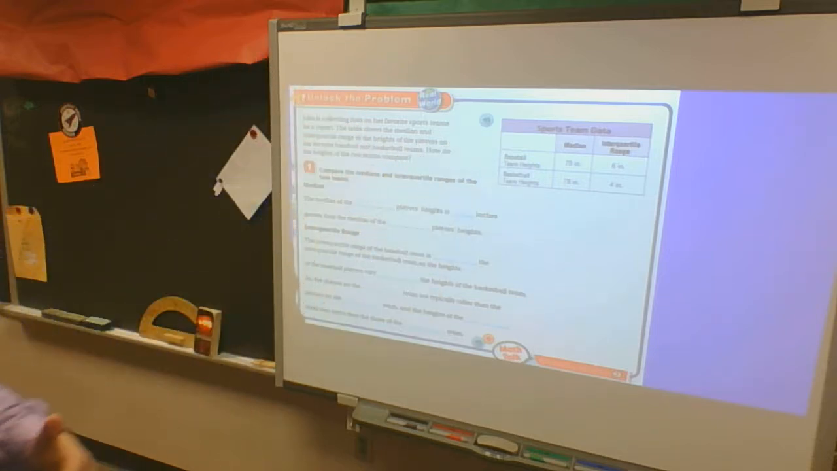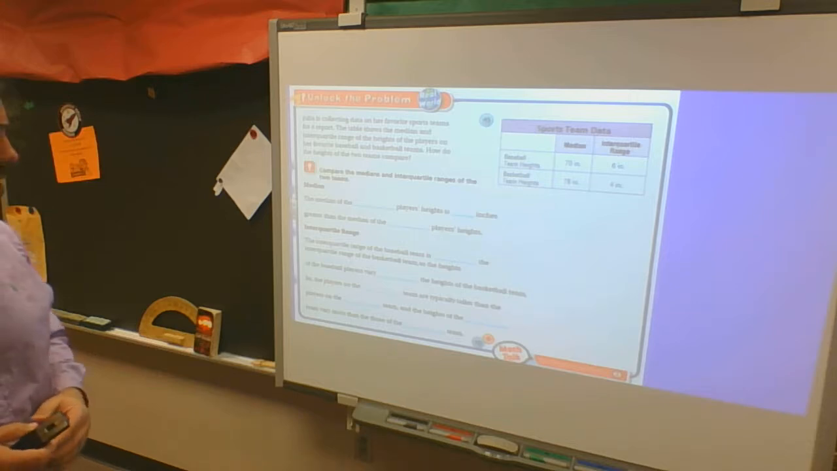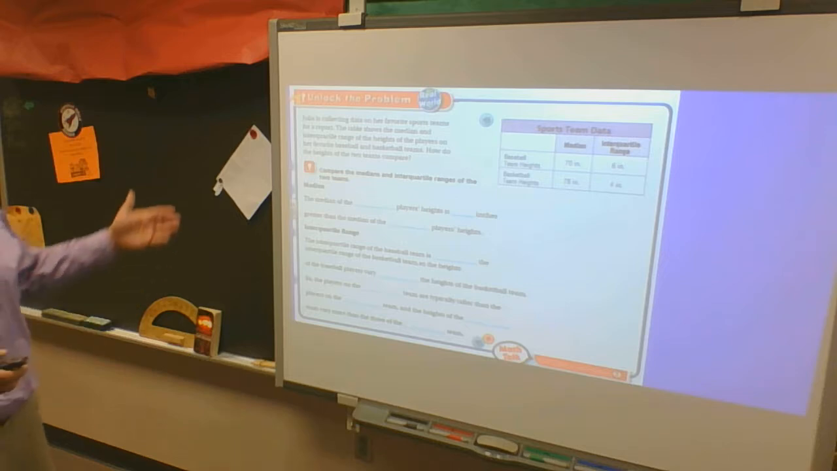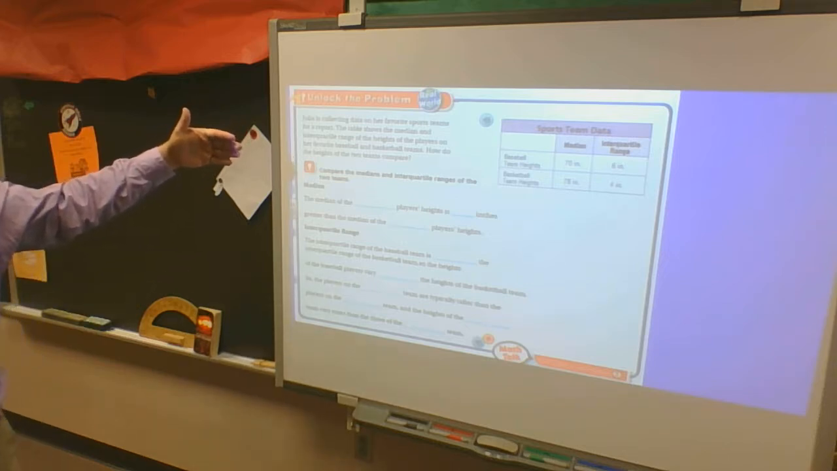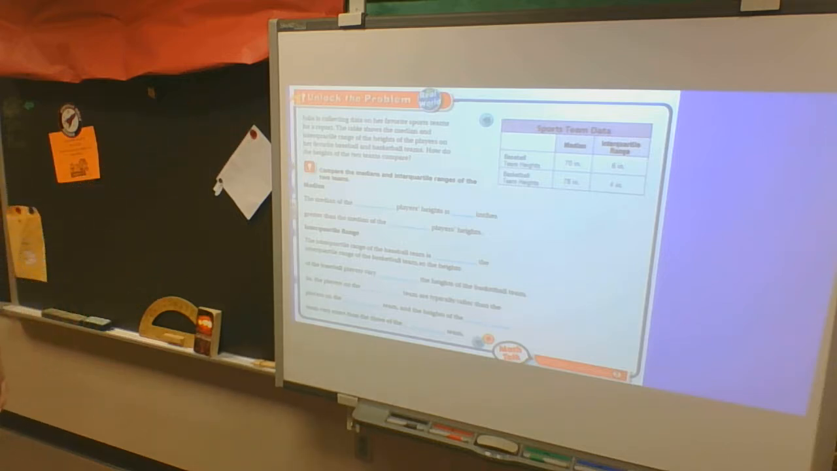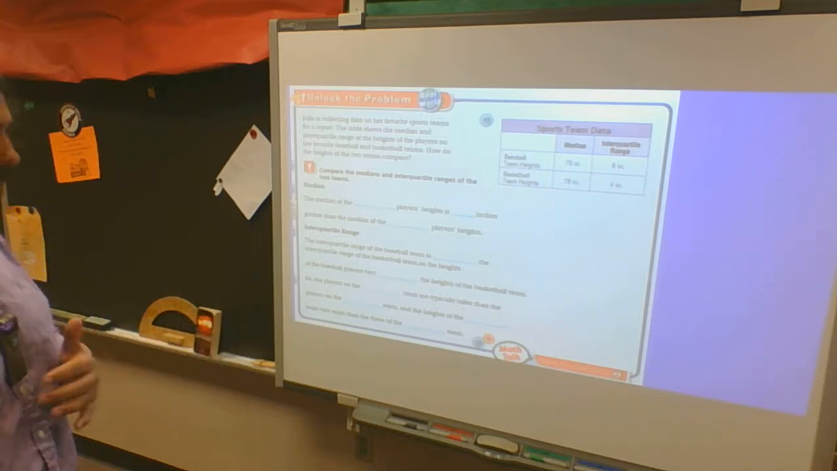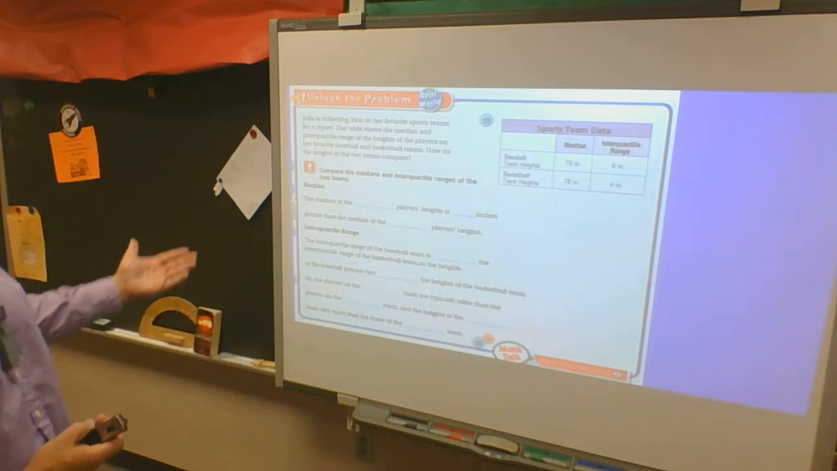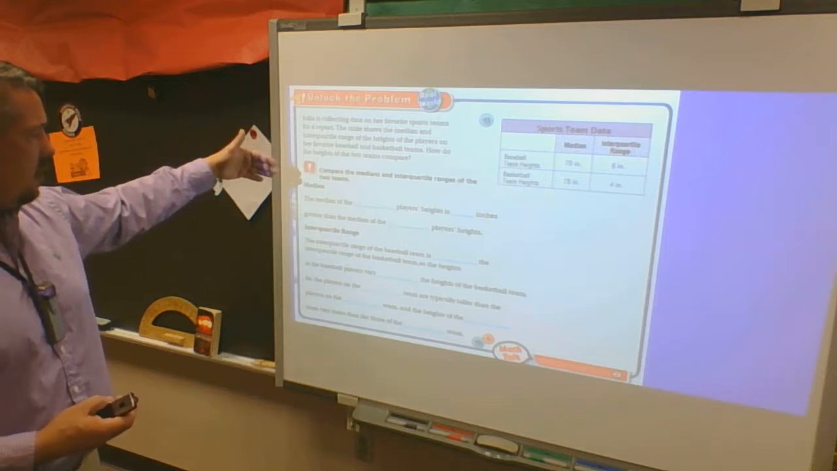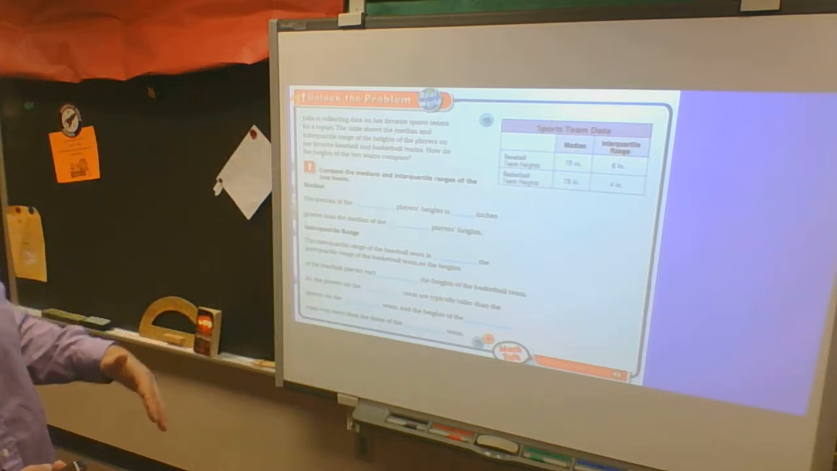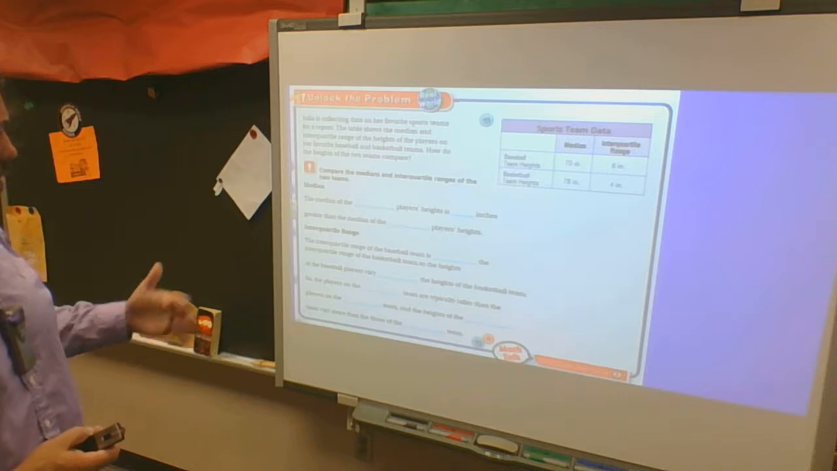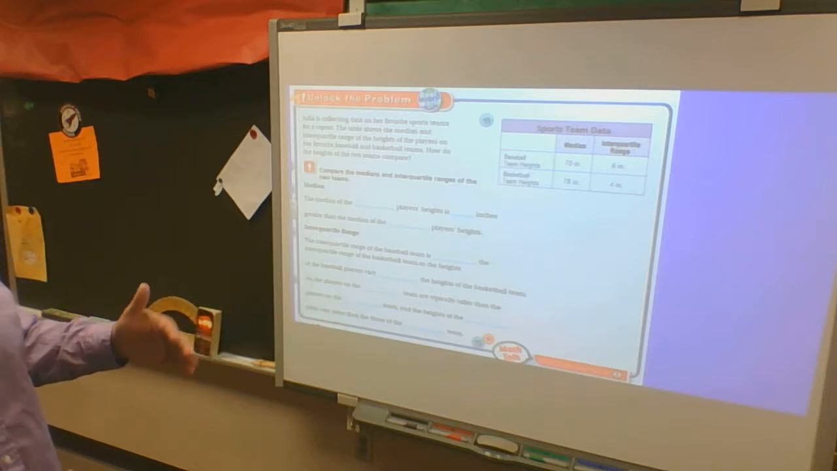We have basketball that she's comparing. And what we're comparing is how tall the players are in their heights. So when we talk about this information, it says compare the medians and the interquartile ranges of the two teams to figure out what the differences are between one team and another. It starts out, it says, we're going to use the median here. It says the median of the blank player's heights in inches is greater than the median of the blank player's heights.